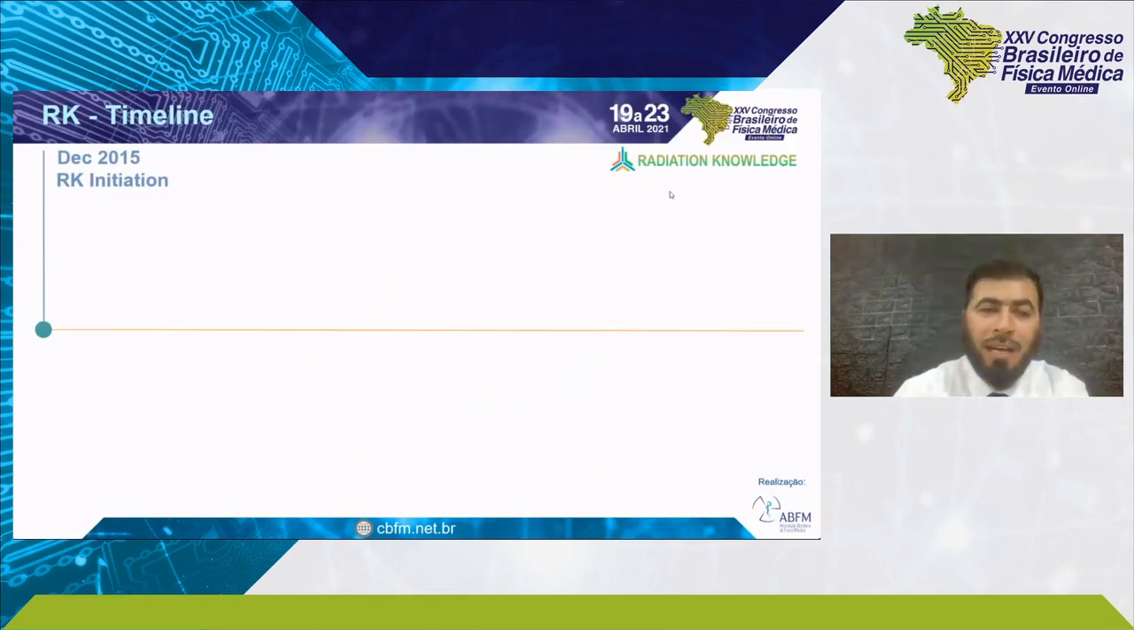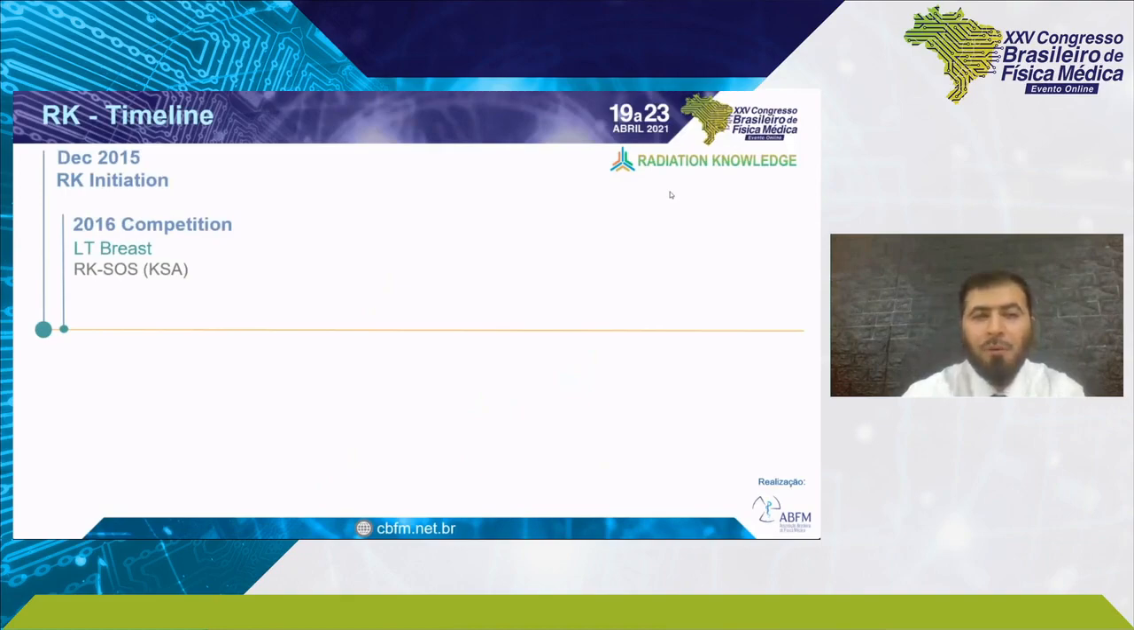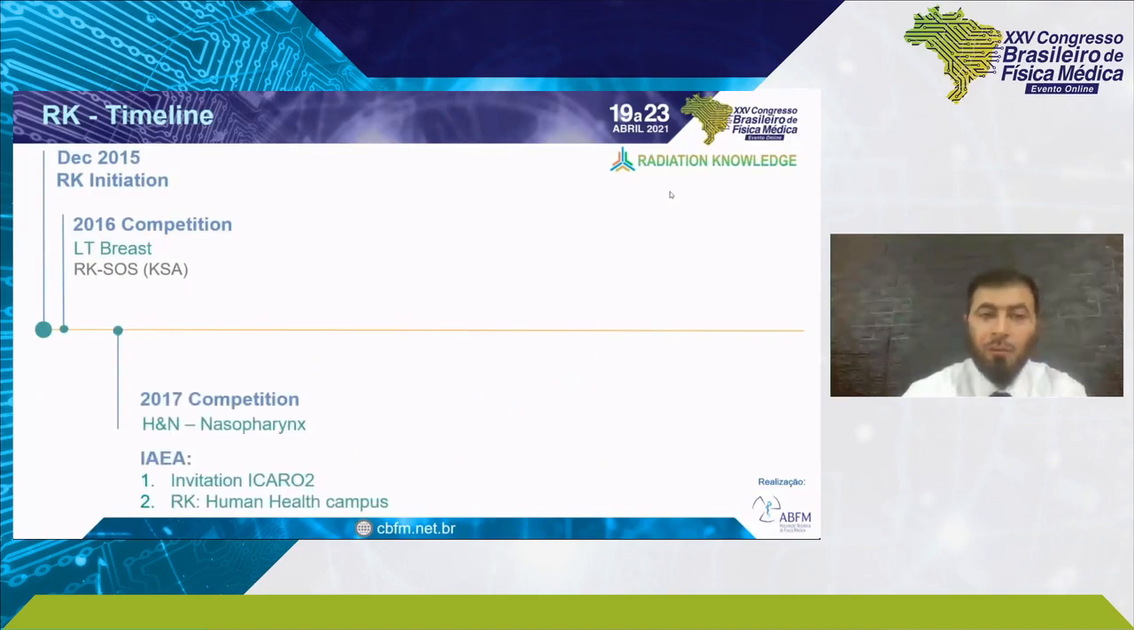So let's start with Radiation Knowledge in terms of timeline. It was founded at the end of 2015. Then we had our first planning competition in 2016, and in 2017 we had the second planning competition, and I was invited to give a talk at the IAEA during the ICARO 2 conference, and also the IAEA added a Radiation Knowledge web page on the Human Health Campus.